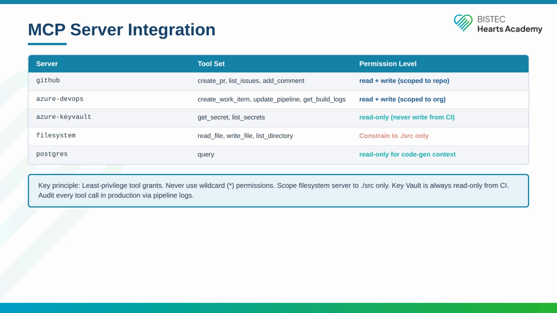The file system MCP server is the most consequential. Write file access to the entire repository root would allow Claude to overwrite any file in your codebase, including your CLAUDE.md, your pipeline YAML, and your production configuration. Constrain file system access to the source directory only, full stop.